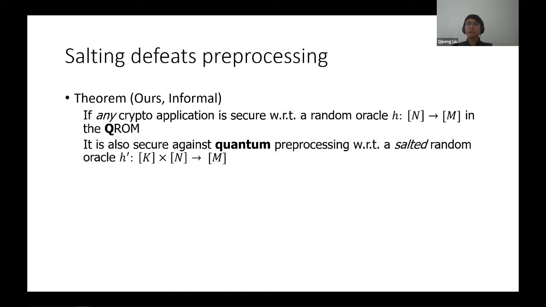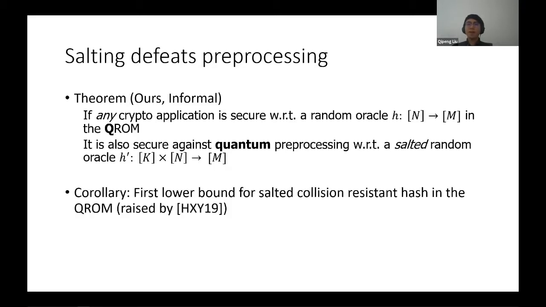And we extend the statement to quantum preprocessing attacks. Our statement says, if any crypto application is secure with respect to a random oracle in the quantum random oracle model, then it is also secure against any quantum preprocessing attack with respect to a salted random oracle. And as a corollary, we answer the question raised by Han et al. by showing a first lower bound for collision-resistant hash functions in the quantum random oracle model.